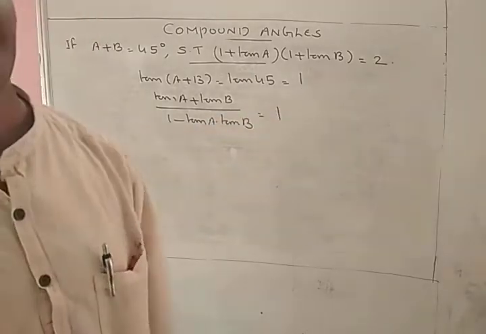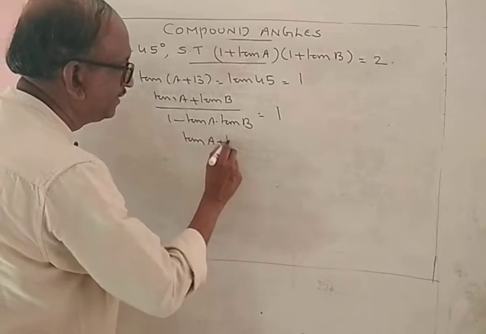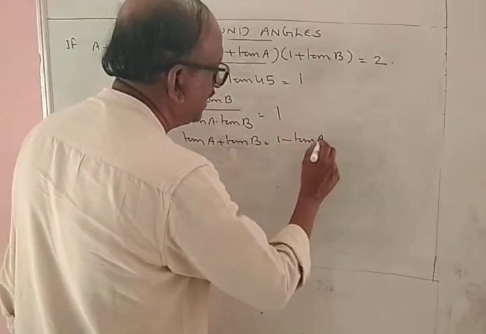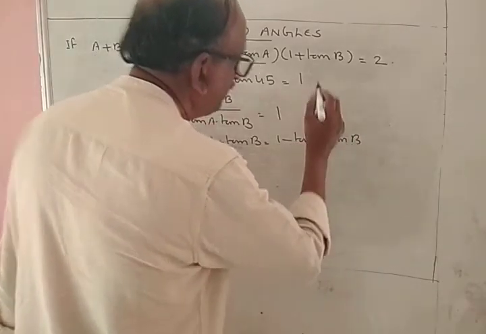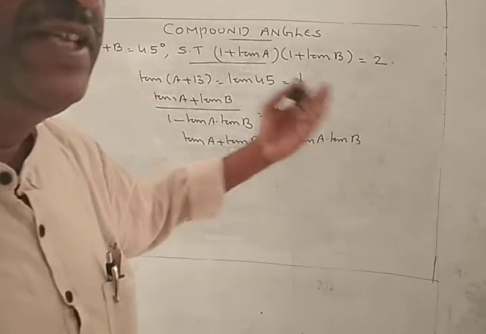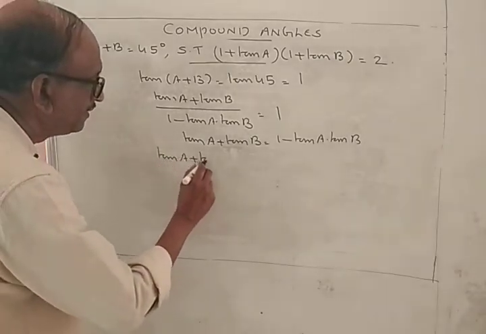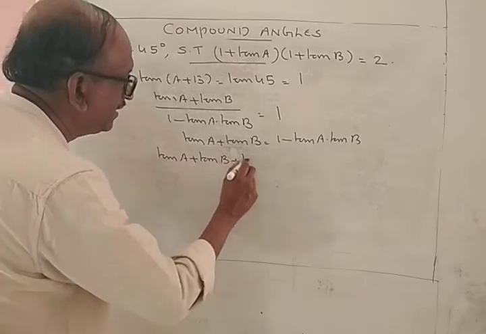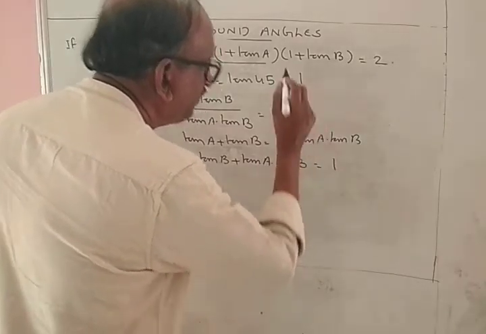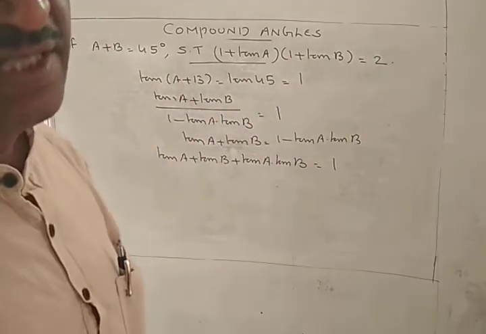Then cross multiply. We get tan A plus tan B is equal to 1 minus tan A tan B. Then transfer the minus tan A tan B to the left side: tan A plus tan B plus tan A tan B is equal to 1. Therefore, add 1 to both sides.